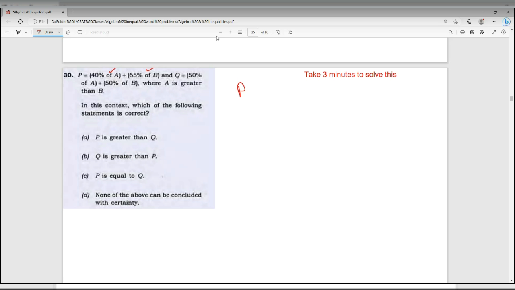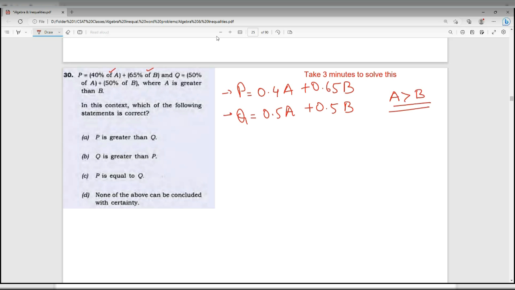We have P is equal to 40% of A plus 65% of B, and Q is equal to 50% of A plus 50% of B, where A is greater than B. And one thing here, they have not mentioned anything about the nature of P and Q. Whether they are real numbers, positive numbers, negative numbers, natural numbers, whole numbers, nothing has been mentioned. These are the only information that is given here.